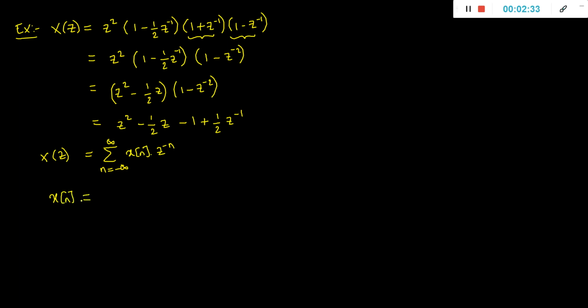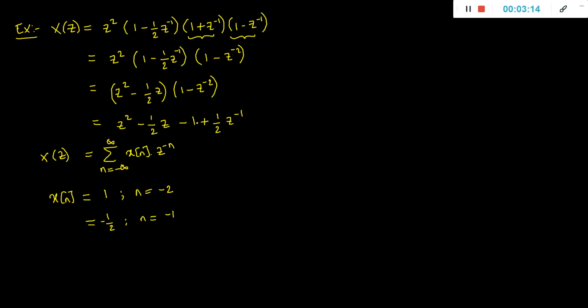So x of n is equal to, now if you look at the power of z, it is 2. So the value of n must be minus 2. It is minus 2 because when you put n equal to minus 2, minus of minus 2 gets me 2. So that is how I have z to the power 2. So its coefficient is 1. So I'm going to write it as x of n equal to 1 when n is equal to minus 2. Coming to this particular term, the power is 1 here, hence the value of n must be minus 1. So its coefficient is minus half. So I'm going to write it as minus half when the value of n is equal to minus 1.